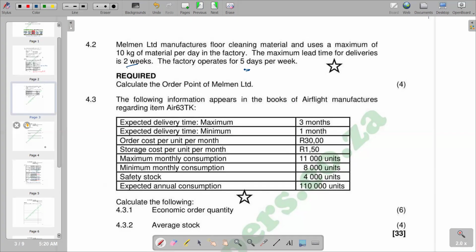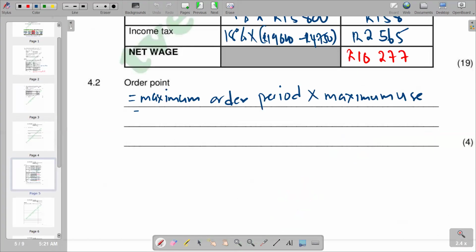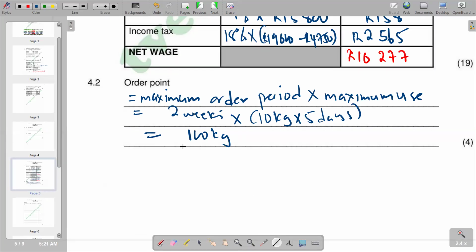So we are saying now 10 kg. For the maximum order period, we say it is 2 weeks. And then we multiply by the maximum use, 10 kg for 5 days, so you multiply by 5 days. And we get an answer. Your answer should be in units, which is going to be 100 kg. So that's the final answer that we have.